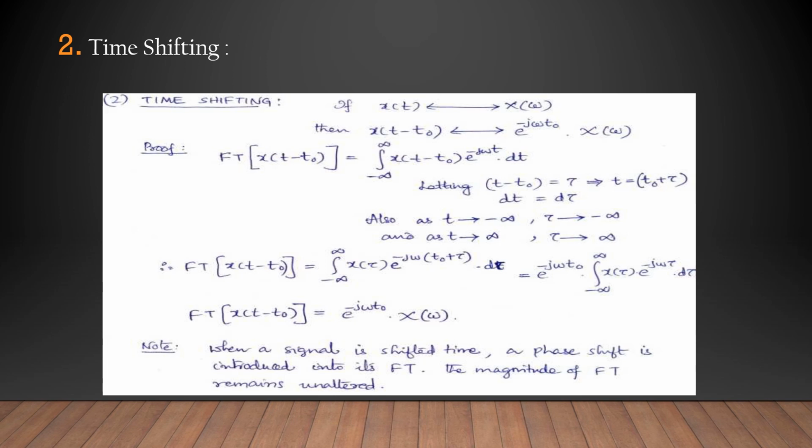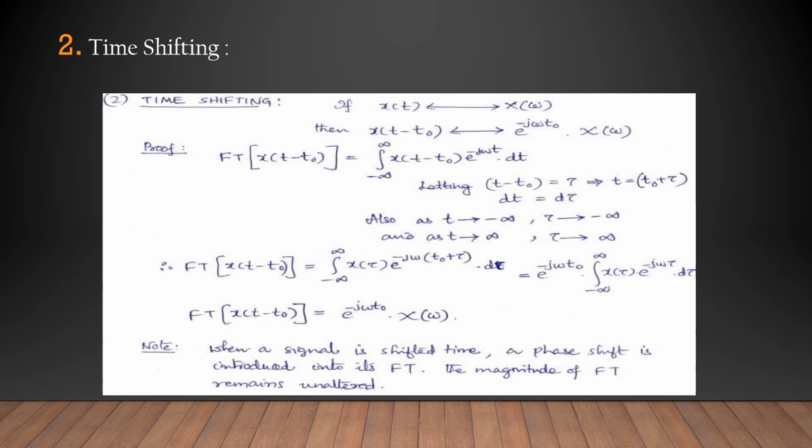Proof: when the Fourier transform is applied to x of t minus t naught, it is given as the integration from minus infinity to plus infinity of x of t minus t naught e power minus j omega t into dt. Let us consider t minus t naught equals tau. Therefore, t equals t naught plus tau. Then the differentiation will be dt equals d tau, and also the limits will be changed with respect to tau and t.